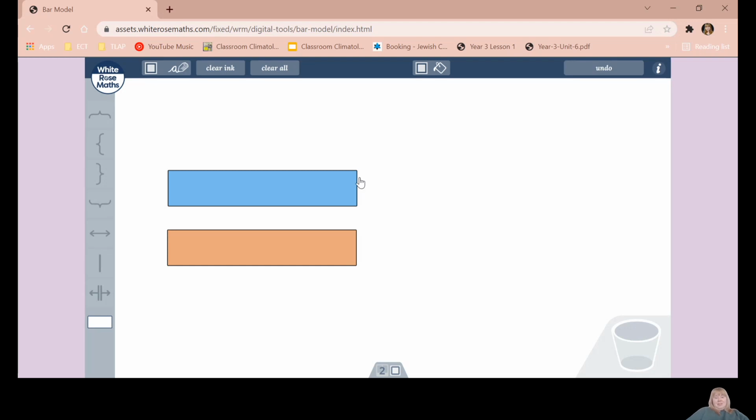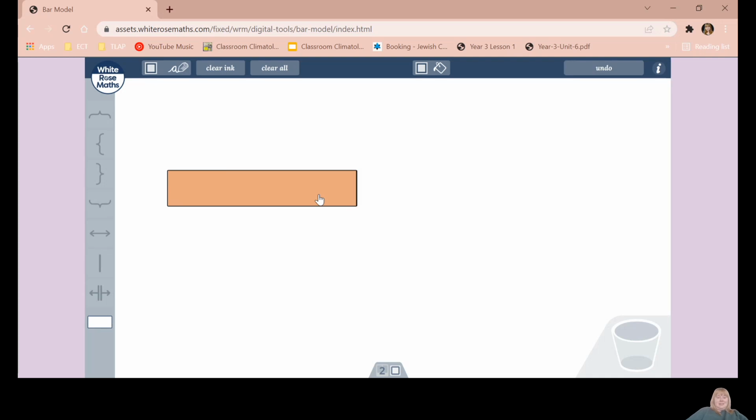So you can see here we've got two different bars, the blue one and the orange one. By equivalent length, the word equivalent means equal. So if I was to put them on top of each other, you can see they fit right on one another, meaning they are equal.